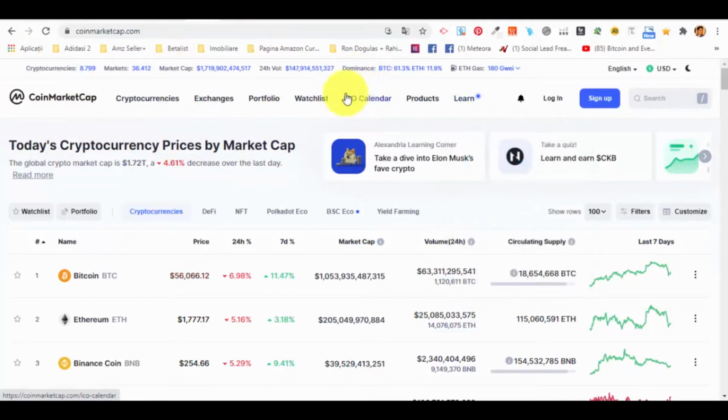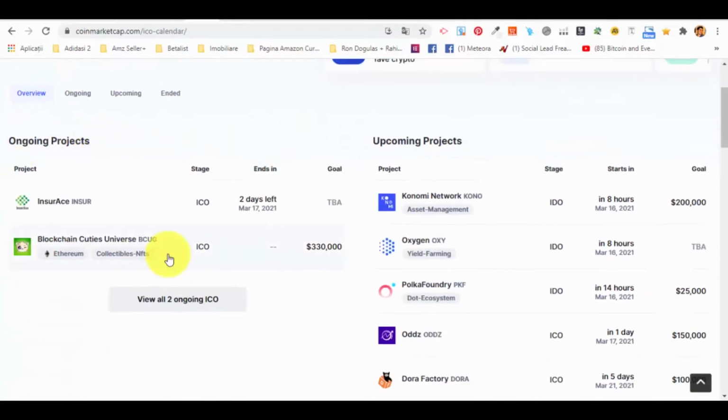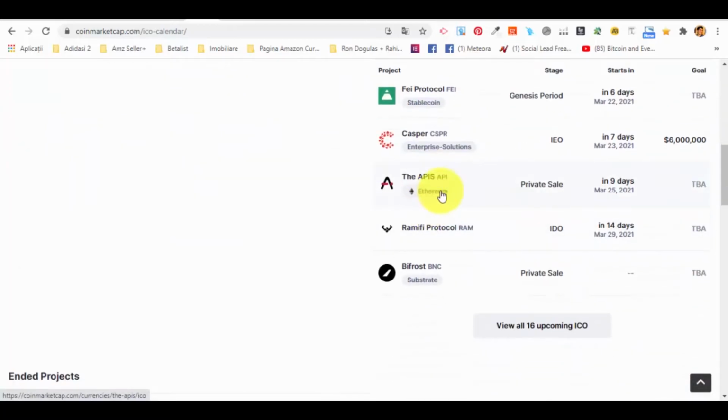And on coinmarketcap.com you have here ICO calendar in the menu. If you click on the ICO calendar, you can see which are the ongoing projects, the projects in which you can invest. And then you have upcoming projects, and here you can check the upcoming projects.